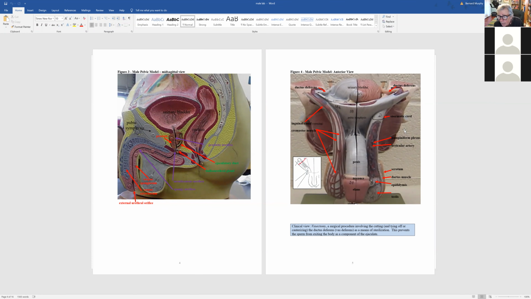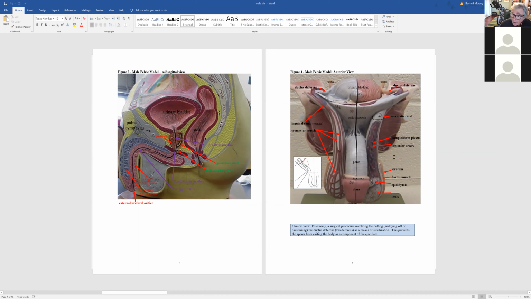The testes have to be held outside the body because they have to be 2 degrees below body temperature. If they're not, a man makes all kinds of deformed sperm. Spermatogenesis doesn't work well at body temperature. It has to be 2 degrees below. So that's why we need a scrotum.